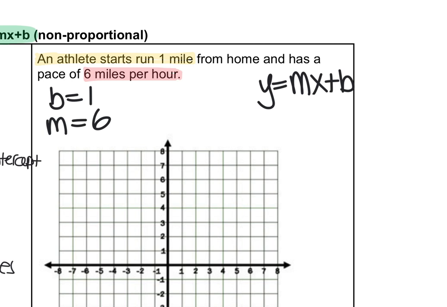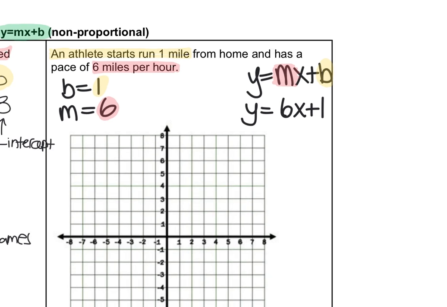So now I'm going to plug this in. My slope m, 6, I'm going to plug that in for m in my equation. My y-intercept b, I'm going to plug that in for b. So I get 6x plus 1. So this graph is about our distance from home. I'm starting 1 mile from home, and then after 1 hour, I've ran 6 more miles. So then I would be 7 miles from home.